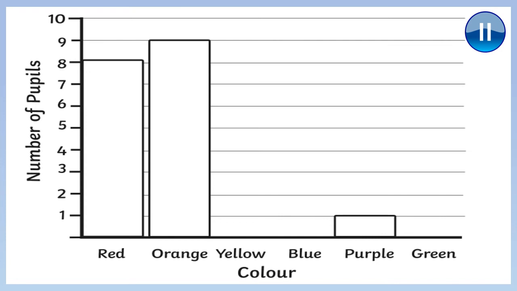Your axes should be labelled number of pupils and colour, and your numbers at the side should be at equal intervals. So make sure you use the lines on your paper or the squares on your squared paper. Good luck!